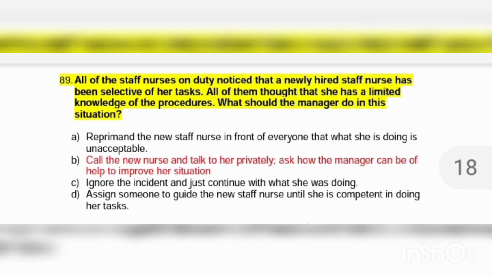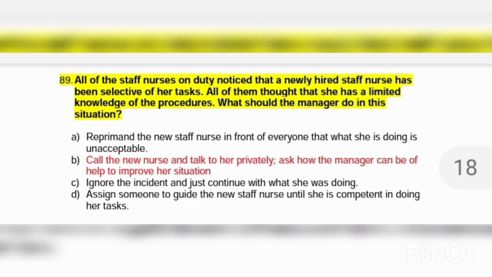Next question. All of the staff nurses on duty notice that a newly hired staff nurse has been selective of her tasks. All of them thought that she has a limited knowledge of the procedures. What should the manager do in this situation? Option A, reprimand the new staff nurse in front of everyone that what she is doing is unacceptable. Option B, call the new nurse and talk to her privately. Ask how the manager can be of help to improve her situation, which is the right answer.